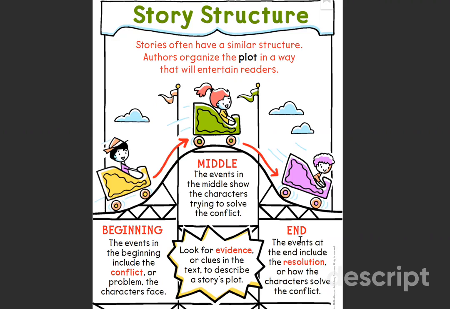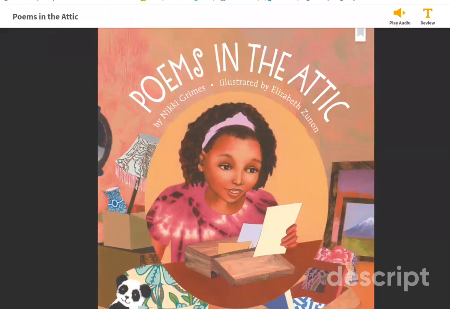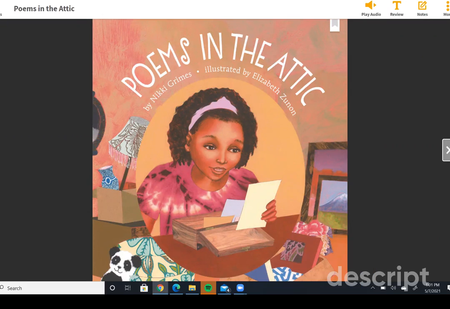So, as we go to this text today, this poetry text called Poems in the Attic, we will be again searching for clues about the plot. And so let's practice a little here.